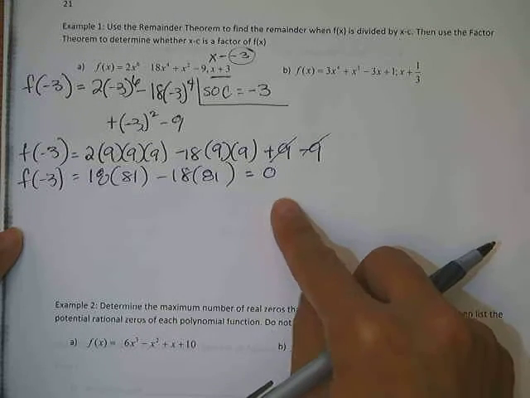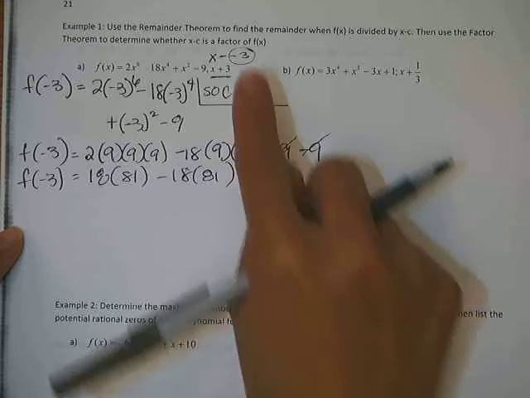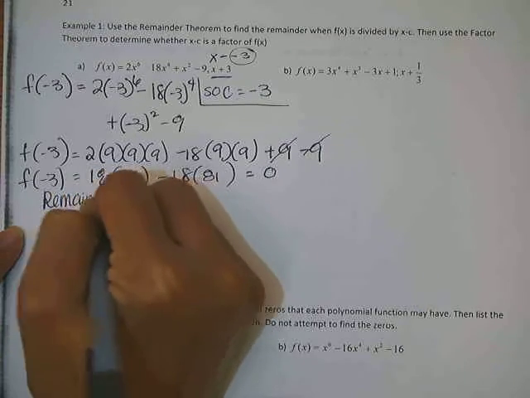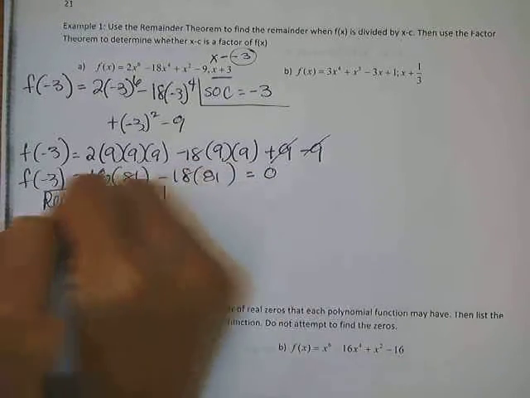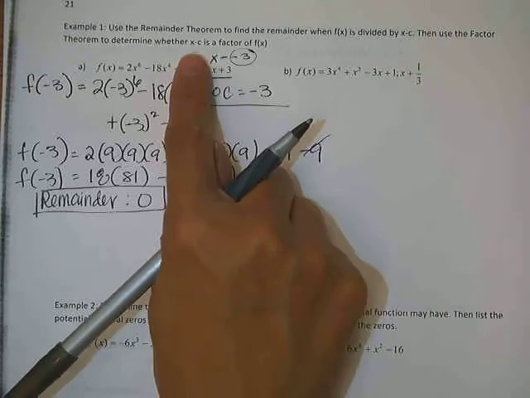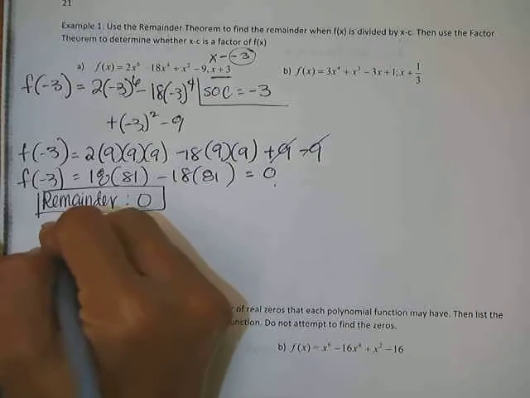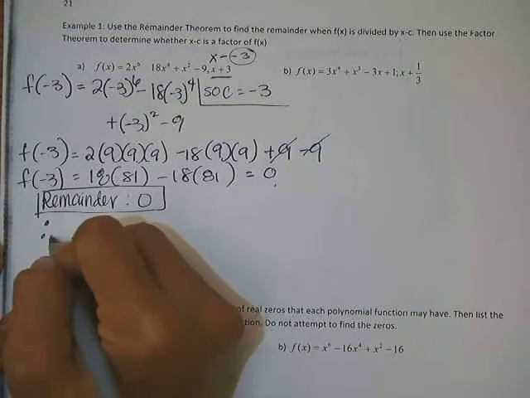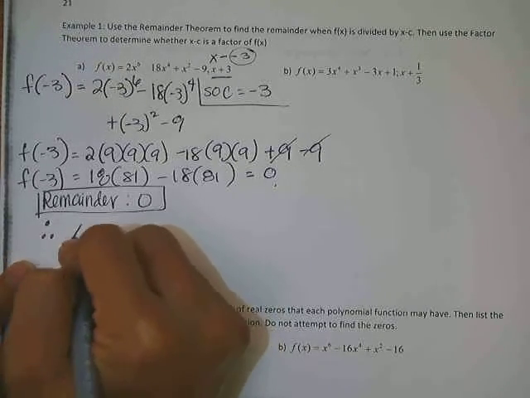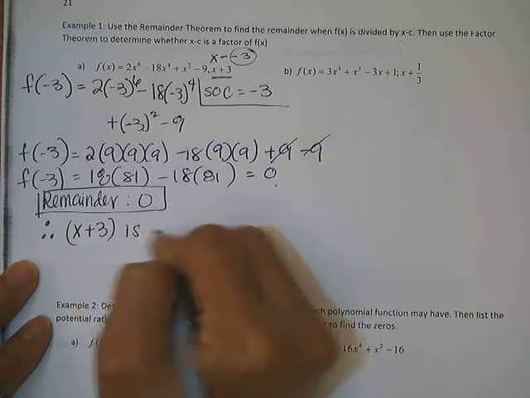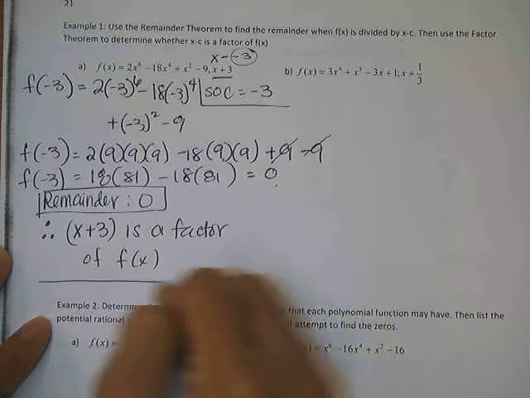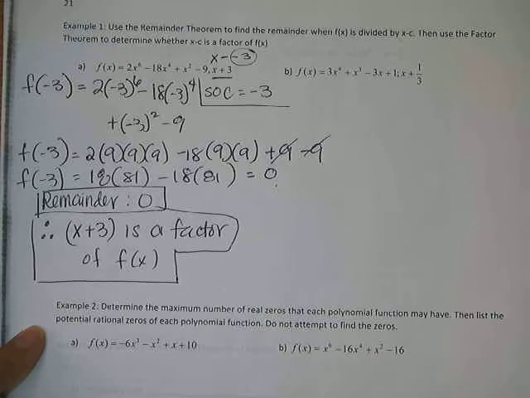All right. So because my remainder is 0, okay, use the remainder theorem to find the remainder. So remainder 0. Then use the factor theorem to determine whether x minus c is a factor or not. Because the remainder is 0, this three-dot symbol means therefore. So if you're listening, this means therefore. Hence, as a result, x plus 3 is a factor of f of x. Awesome. Box that up. Isn't that cool?